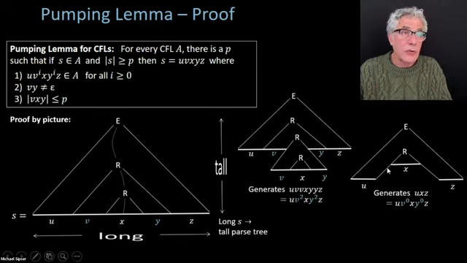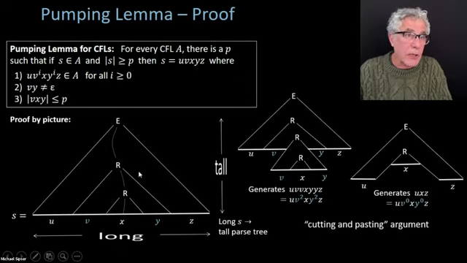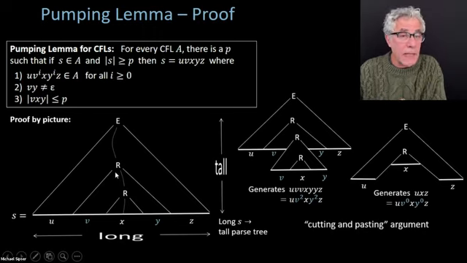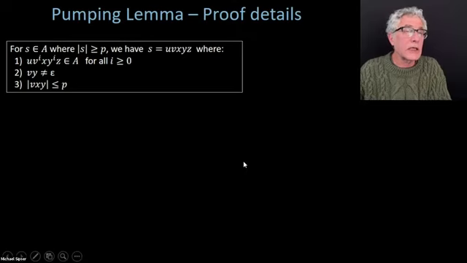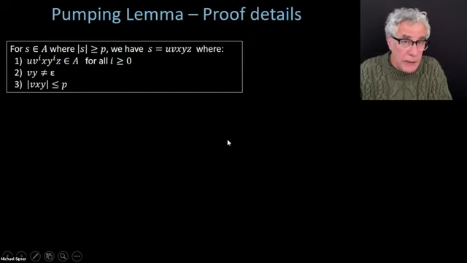So here we're going to give the details of this proof on the next slide. Oh yeah, I just want to give a name to this. I'm going to call this the cutting and pasting argument, because I'm cutting apart pieces of this parse tree and pasting them into other places within the parse tree to get new strings being generated. So this is a cutting and pasting argument. So okay, let's take a look at the details here. Just so we understand, how big does P actually need to be in order for this thing to kick in?